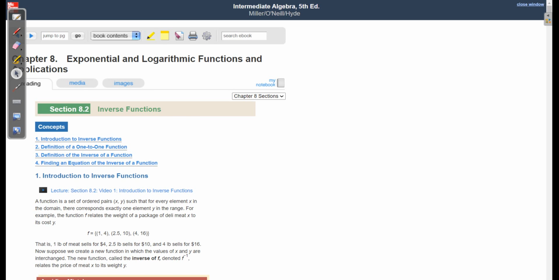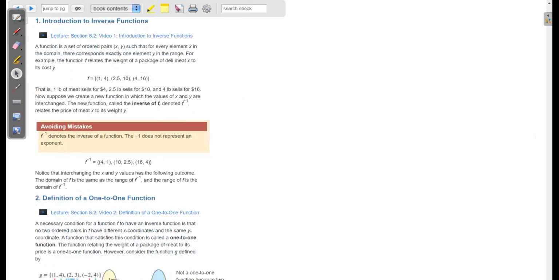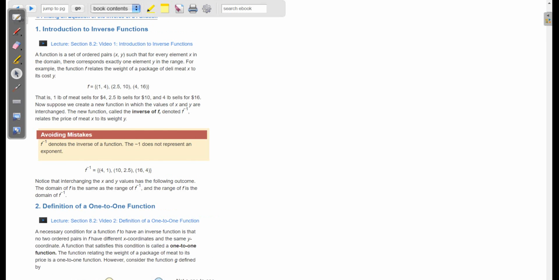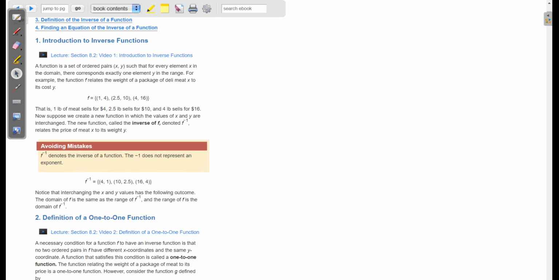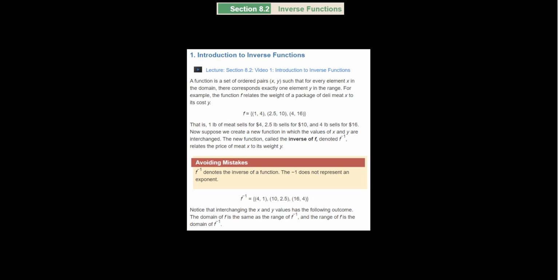Okay, today we're talking about Chapter 8, Section 2, the inverse functions. So inverse functions, it's definitely something that you've seen before, but another one of those that you probably just tucked away in those memory banks of yours. So let's get some definitions out of the way, or avoiding mistakes. That's a big one.